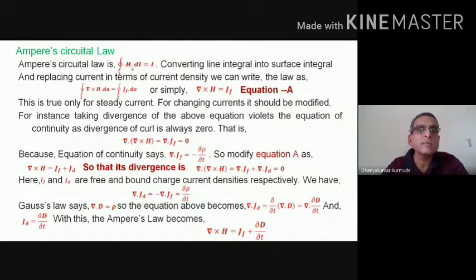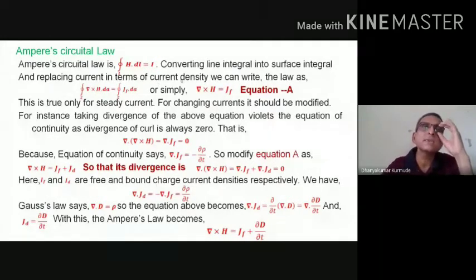As usual, by using Stokes theorem, we can write this line integral as the surface integral of del cross H dot dA. So this left hand side, the line integral of H dot dl, is equal to the surface integral of curl H dot dA according to Stokes law. Now on the right hand side, for this I there is a current. We have to write this current in terms of current density. Now what is current density?